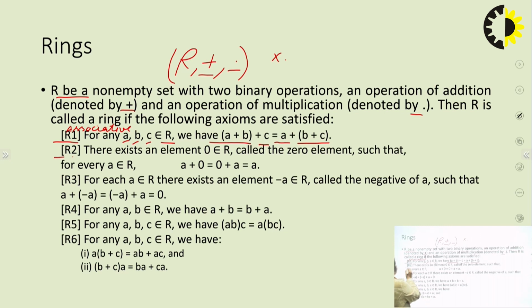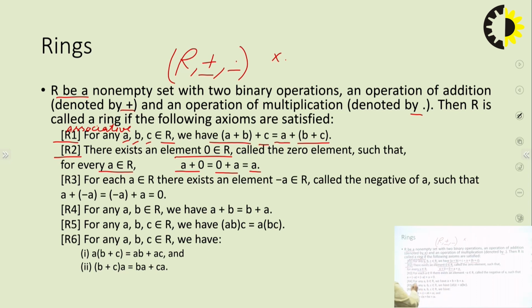Second, what is our second property for a ring? We should have an element belonging to R, which we call the zero element. What type of element is it? It is the identity element with respect to the addition operation. So there must exist an element 0 belonging to R such that for every A belonging to R, A plus 0 is equal to 0 plus A is equal to A. It means there should be an identity element present with respect to the addition operation.